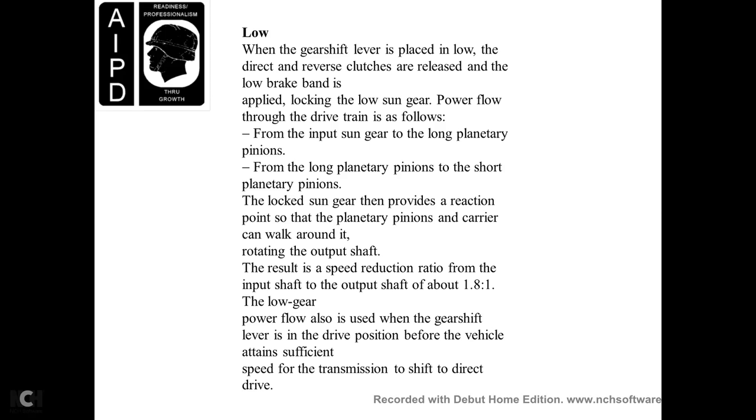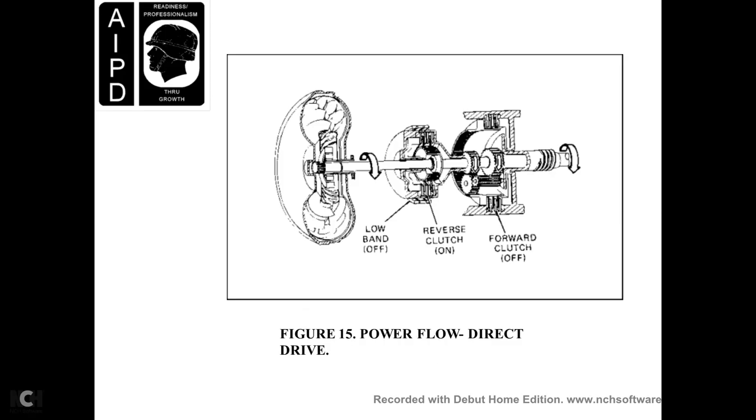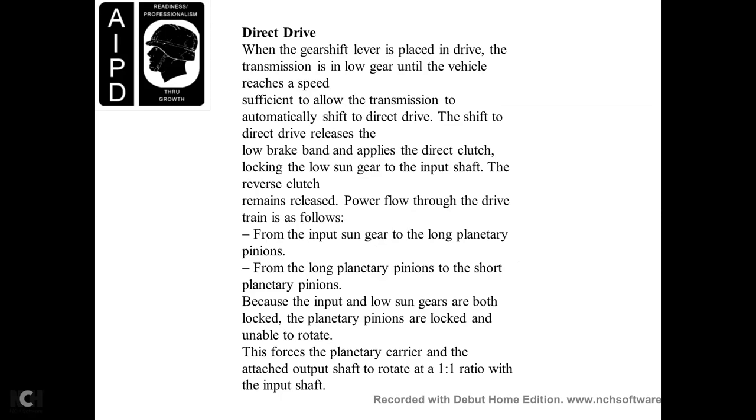The power flow with the gear shift lever in the drive position: before the vehicle attains sufficient speed, the transmission shifts directly in drive. Figure 15 shows the power flow in direct drive, with the low band off, the reverse clutch on, and the forward clutch off. With the gear shift lever placed in the drive position in low gear, when the vehicle reaches sufficient speed, the transmission automatically shifts to direct drive.